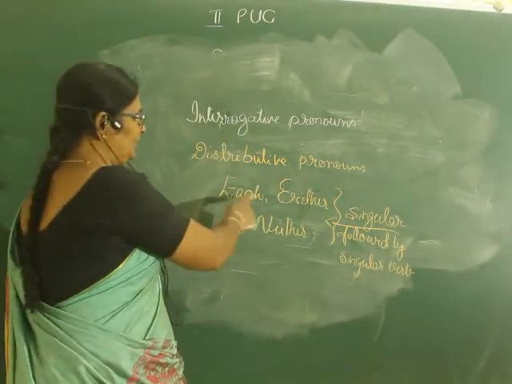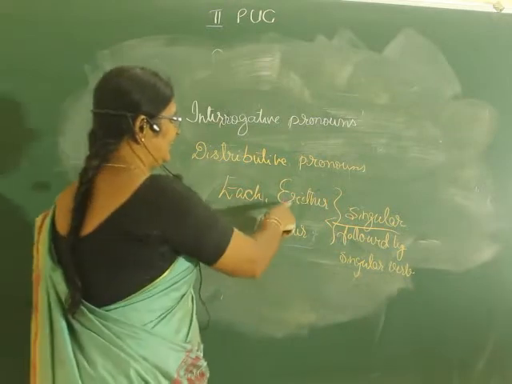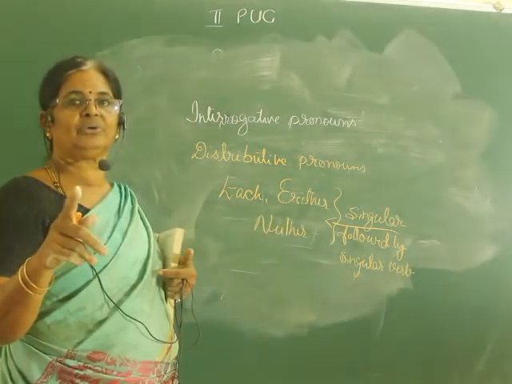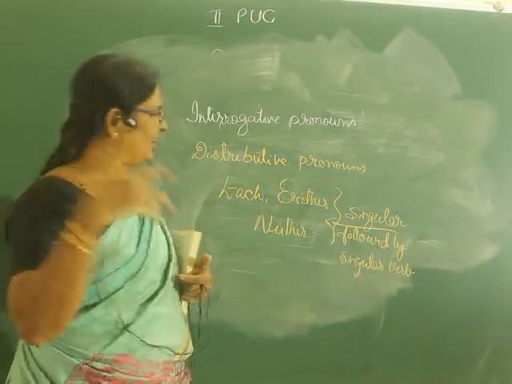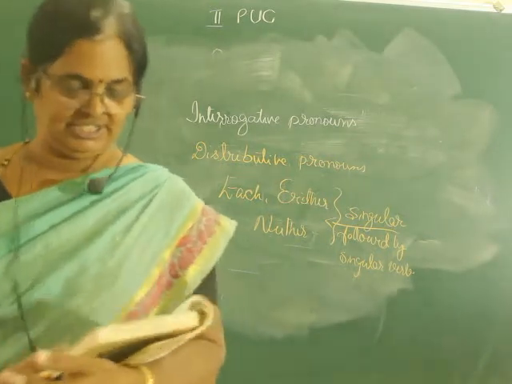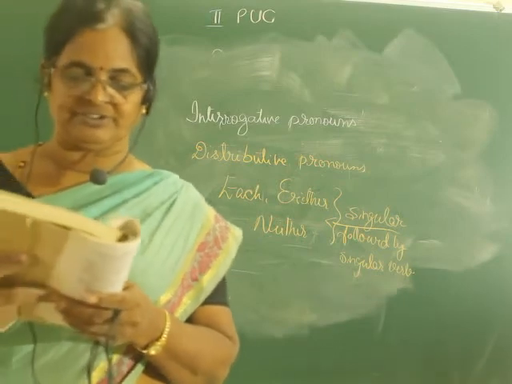So each one of you is good. Either of you is wrong. Either of you could answer. Neither of you is wrong. Got it? Yes. Next, reciprocal pronouns.